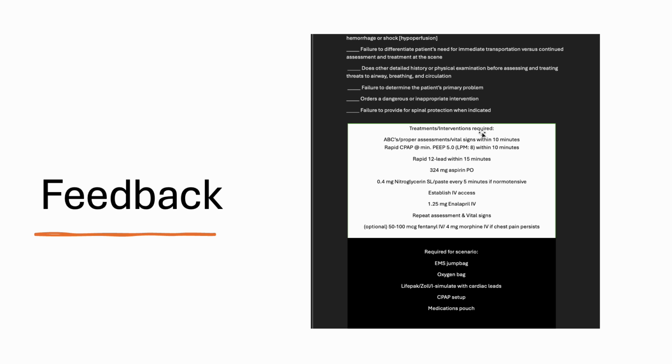You also want to do the rapid CPAP at a minimum PEEP of 5, which would be 8 liters per minute, within 10 minutes. You also want to do the rapid 12 lead within 15 minutes. And all of these, it really would be better if you get all those within 5 or 6. But as this is just the starting out scenario, we're not going to go too hard. This is not your TSOP, but when we do get to the TSOP setting, it will be a lot shorter time that you have to get all this done.